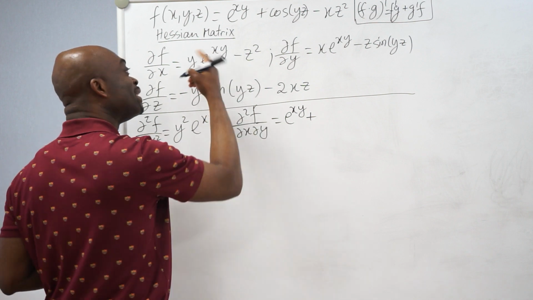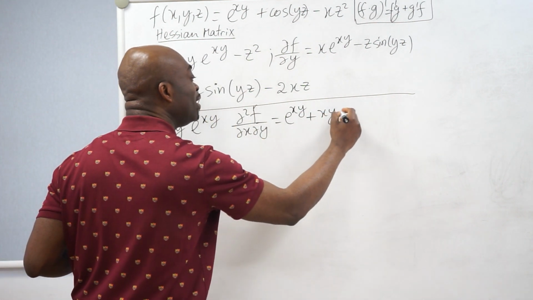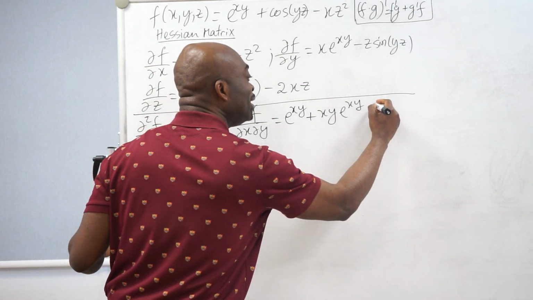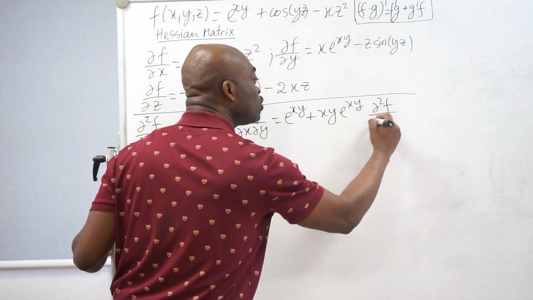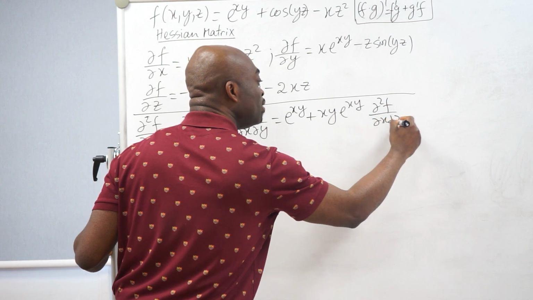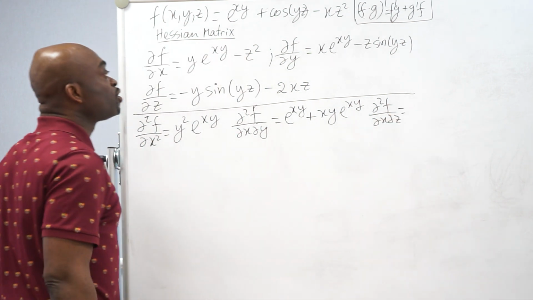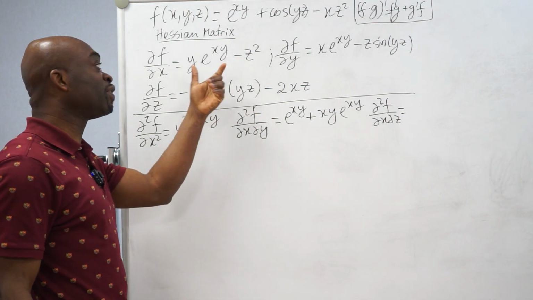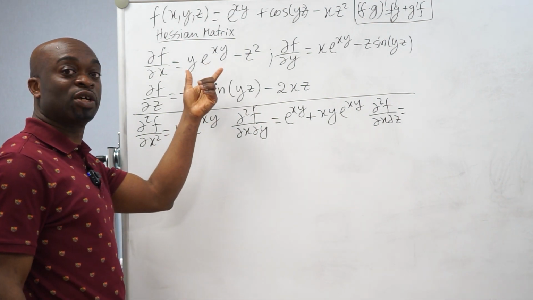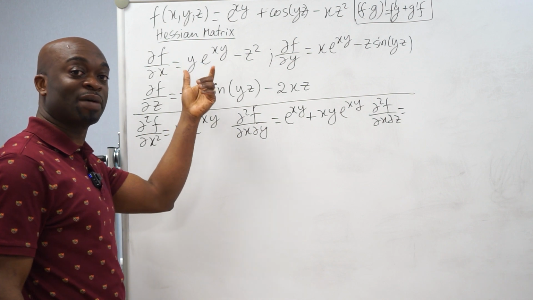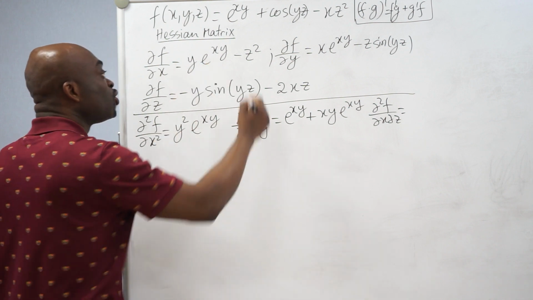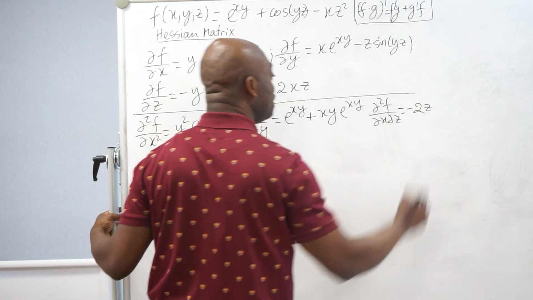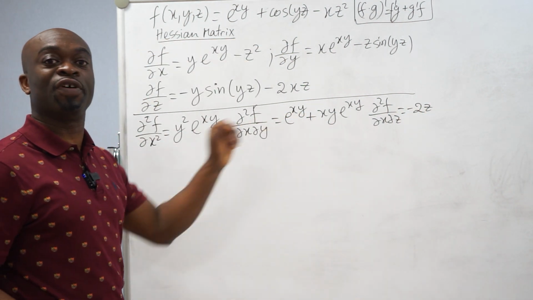It's going to be x times y exponential xy. Okay? And then for this one here, last but not least, with respect to z, so that means we're going in here and look for z. So that's the second term. The first one doesn't have z, so that's going to be considered as a constant, which becomes a 0 as a derivative. So this one, the derivative of that will give us negative 2z. All right, so we are done with the first one.